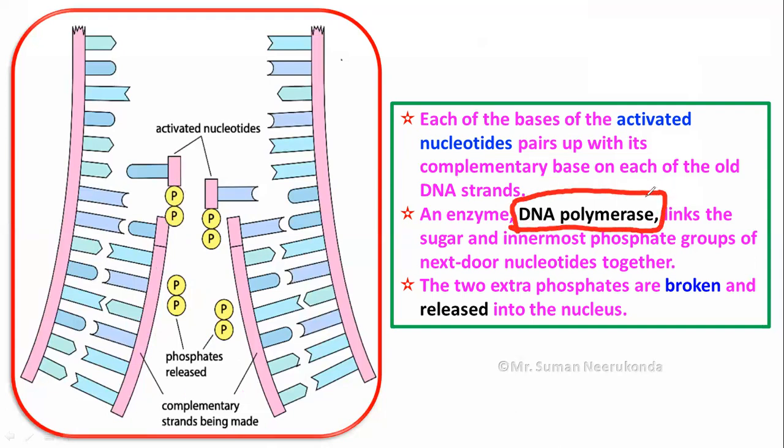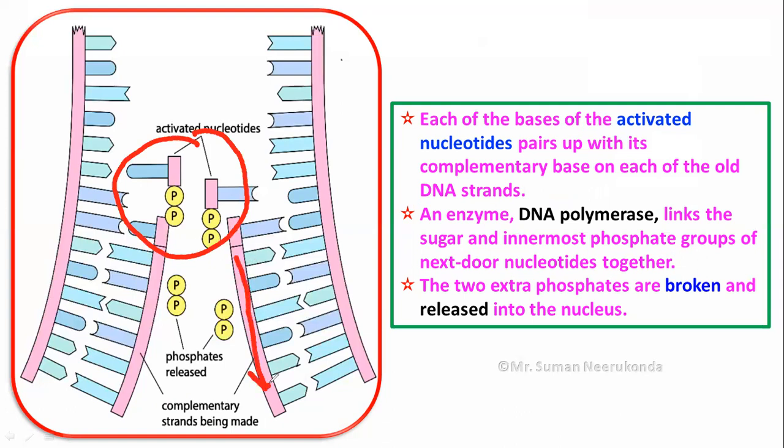The name of that enzyme is DNA polymerase. Repeat with me, DNA polymerase. So what is the function of DNA polymerase? The function of DNA polymerase is basically linking the sugar and innermost phosphate groups of the next-door nucleotides together. Can you imagine now the linking of all these active nucleotides on this complementary strand, like here and like here? And who is doing this? The name of that enzyme is DNA polymerase.